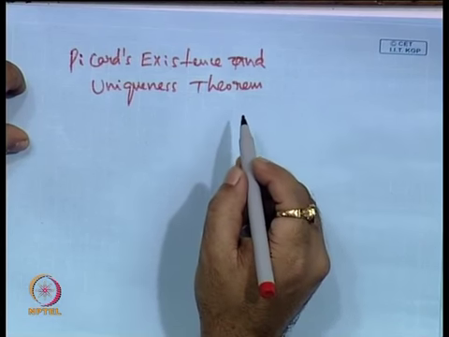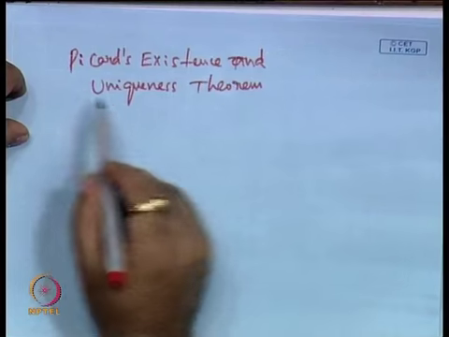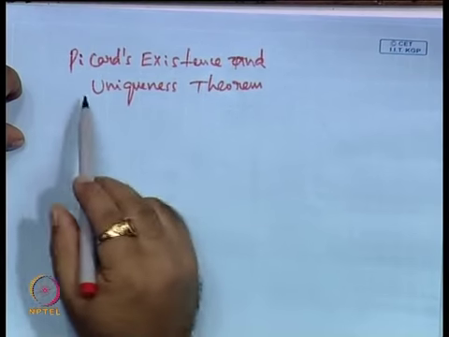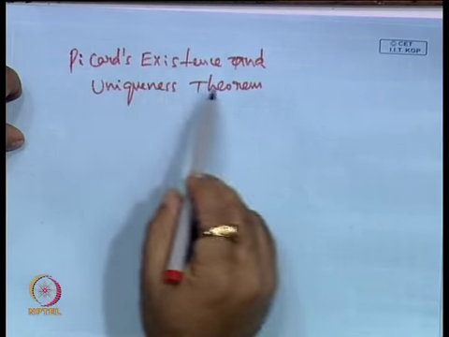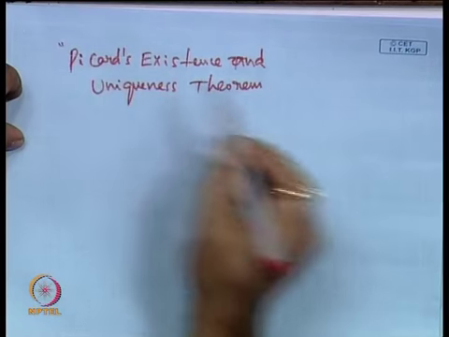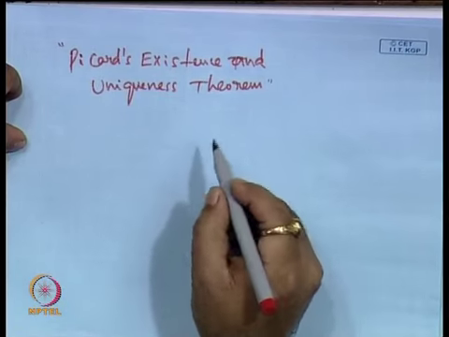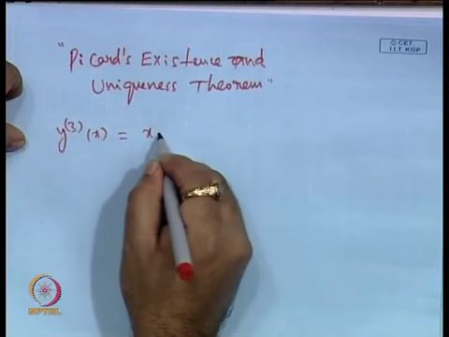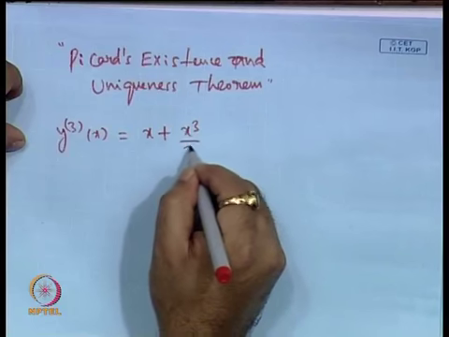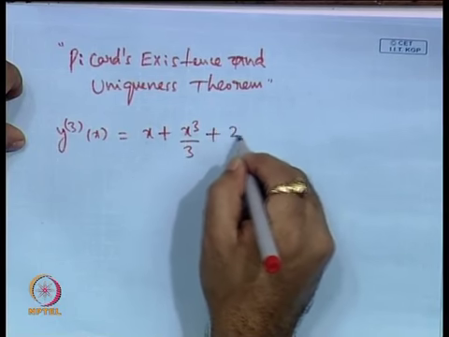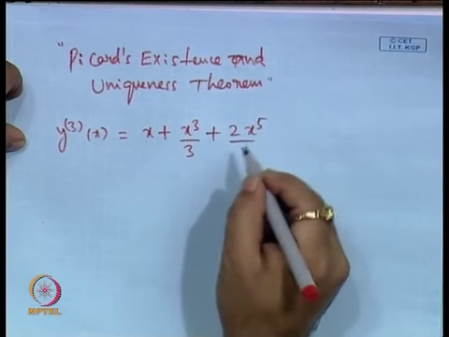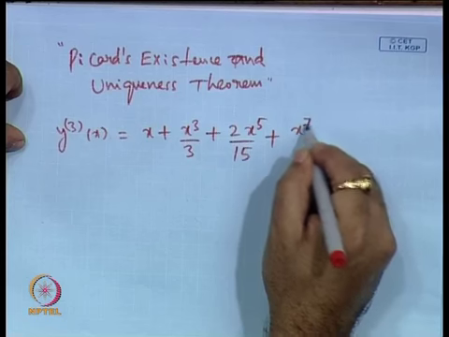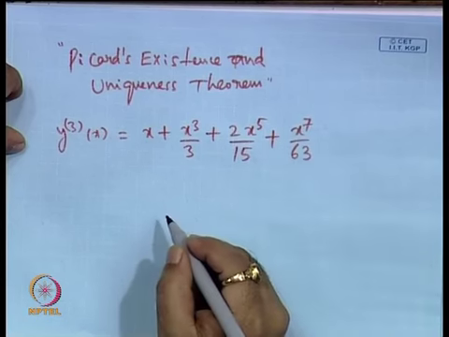I am not stating the theorem, however, you can refer to the standard books given in this course to know what Picard's existence and uniqueness theorem is. This theorem ensures that the solution converges. Now, what y 3 did we obtain? Y 3 we obtained is x plus x cube by 3 plus 2 x 5 by 15 plus x 7 by 63.